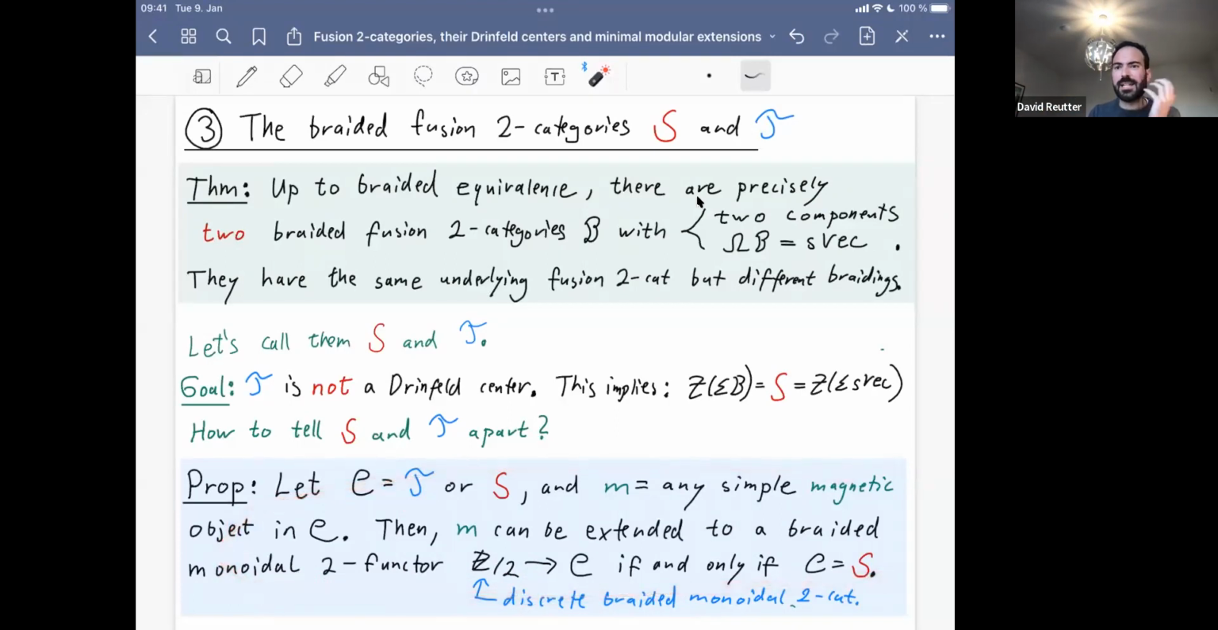It feels a bit similar to Frobenius-Schur indicators in fusion categories. It's a similar flavor of obstruction in some sense.